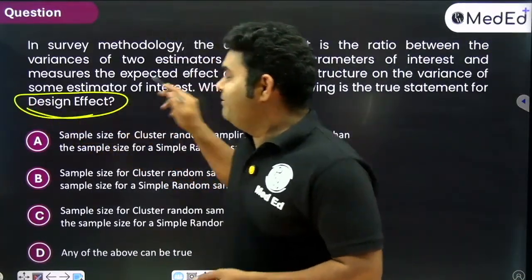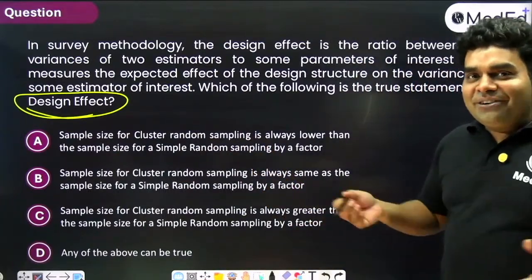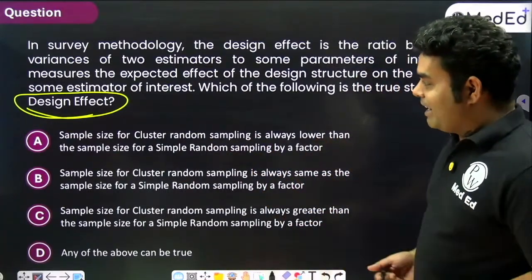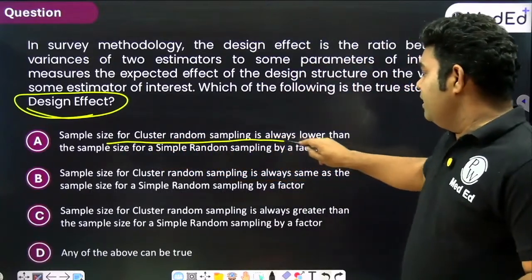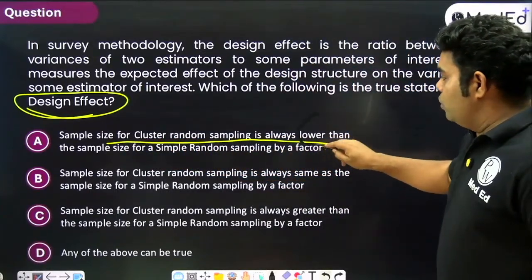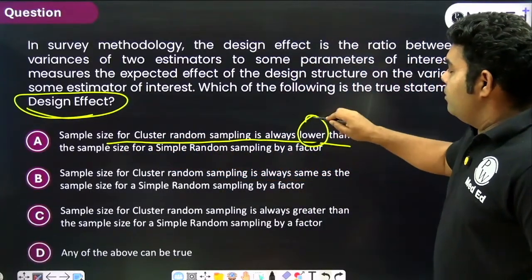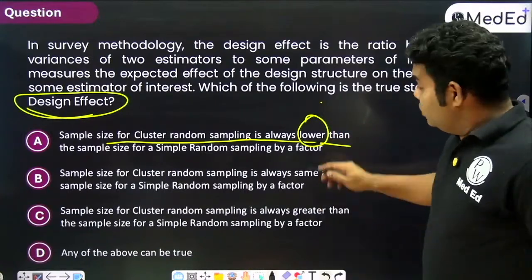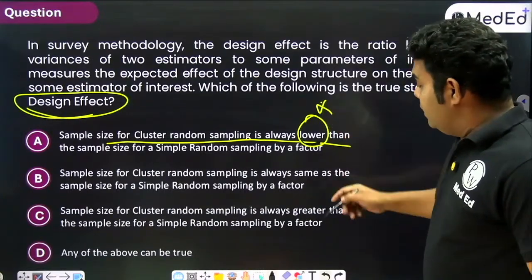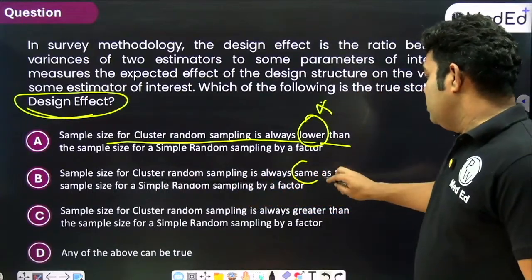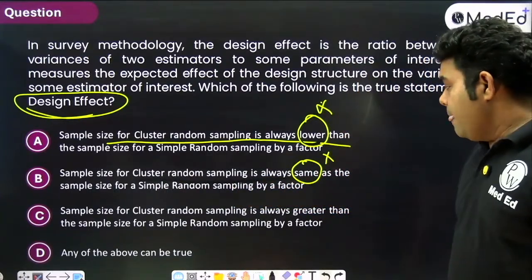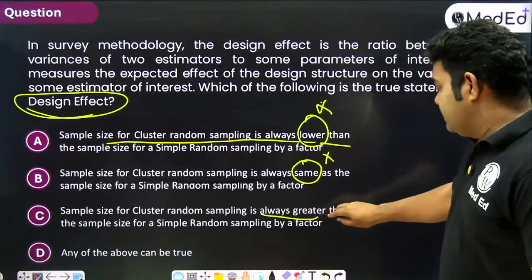Simple. Last line, if you read, your time will be very much saved. What is design effect? Design effect is telling us that sample size for cluster random sampling is always lower. No. Cluster people are similar, so their sample size needs to be greater. And a cluster random sampling is same is also wrong, lower is also wrong, always greater. Yes, this is the correct option.